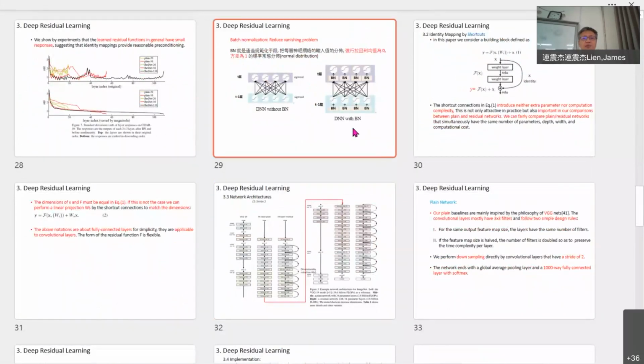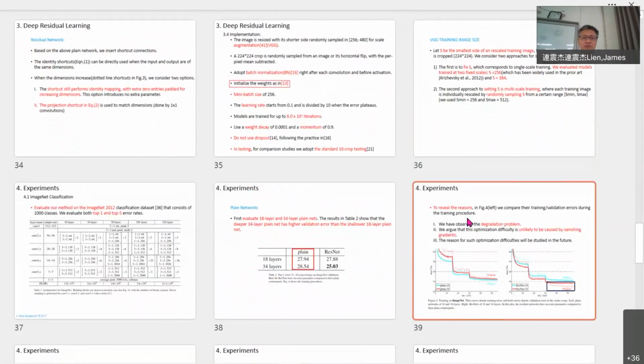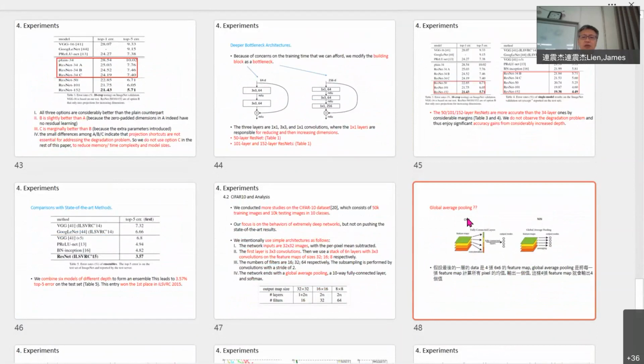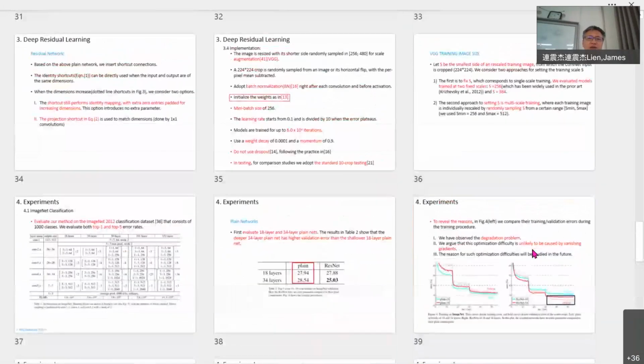The second important one is batch normalization. Previously we did not talk about batch norm, but here they mention batch normalization. The third one is average pooling. Before, we only did maximum pooling, but here they use average pooling. Okay, I think that's it.